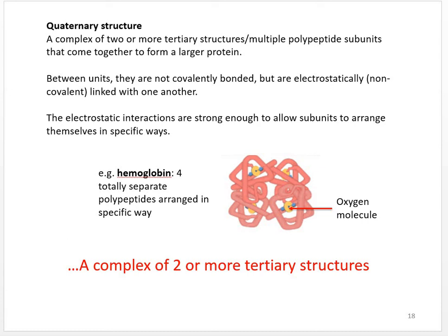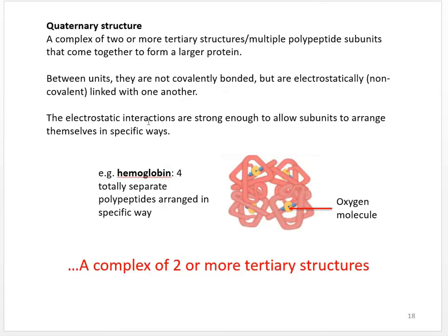So you see, between these 4 different polypeptides, they are not covalently linked but electrostatic interactions are used. It's strong enough to allow the subunits to arrange themselves in specific ways. An example here is hemoglobin. We have 4 totally separate polypeptides arranged in a very specific way, and you're going to learn later on. Maybe you already know about the role of hemoglobin to carry oxygen molecules.